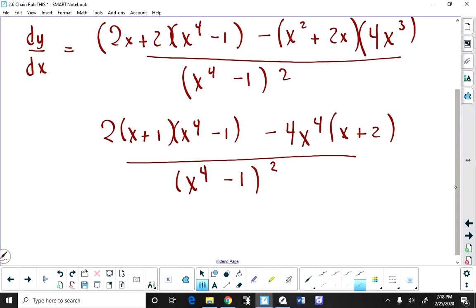What I'm doing is staving off the inevitable. And the inevitable, that means to put it off. The inevitable is to multiply all that stuff out on the top. But the less I have to multiply out on the top, the better.